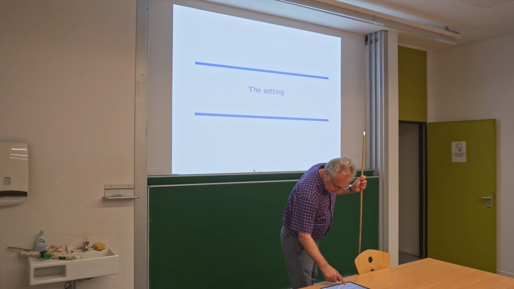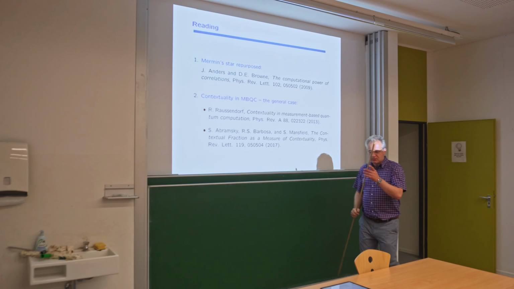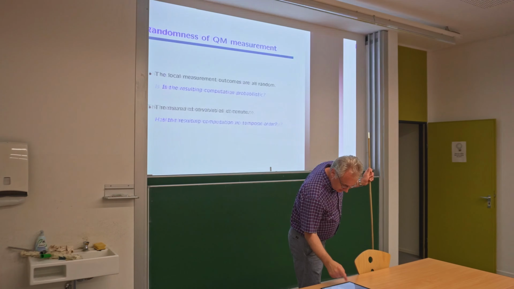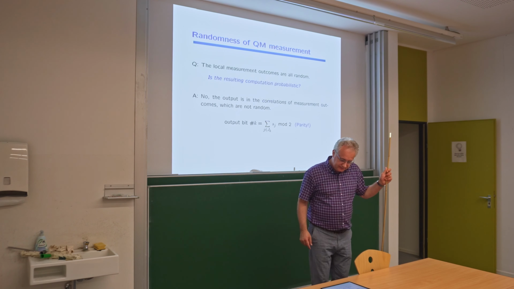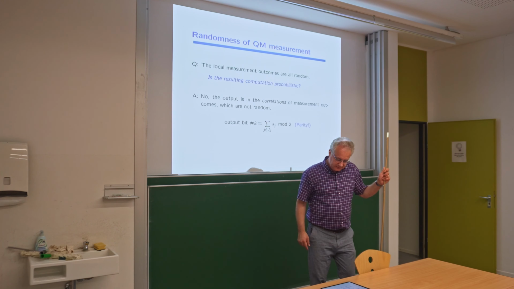So let me go back. Yeah, so this is your reading suggestions again. The first paper to read is by Anders and Brown, The Computational Power of Correlations. So that is what it refers to. And we'll see this in some detail. Okay, so while each of these measurement outcomes that occur here are individually completely random, 50-50, the output need not be.